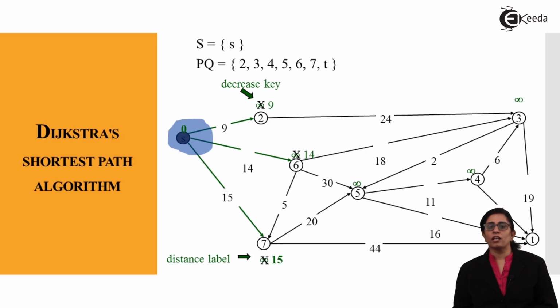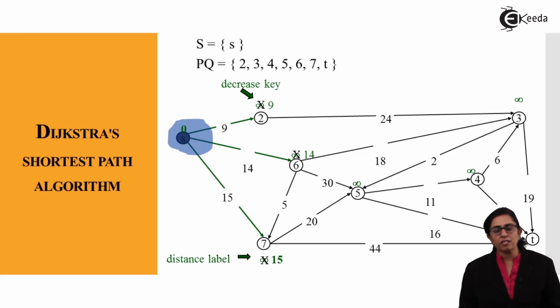So the infinity value of those nodes is now changed to the weight of that particular edge, that is from S to the node 2. The weight assigned to that edge is 9. So the distance travelled from S to 2 is 9. So the infinity value is now replaced with 9. From S I can visit 2, 6 and 7. The weights assigned are 9, 14 and 15. So all the 3 infinity values are replaced with the weights of the edges.